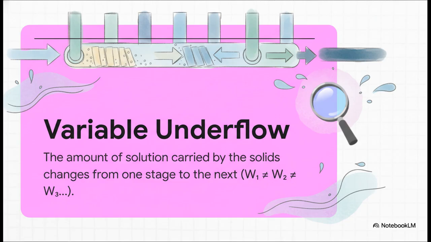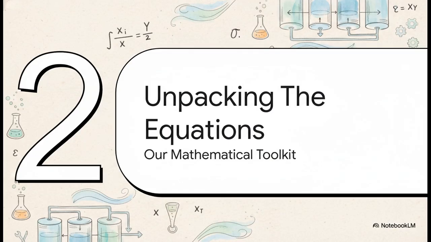You know, think of a sponge. After you wring it out a few times, it holds less and less water, right? It's the same idea. And because of that change, a simple one-size-fits-all formula just won't cut it. We need a method that can adapt at every single stage. To deal with that variable underflow, we're going to need the right tools for the job. So let's break down the key equations that are going to let us march through this process, one stage at a time.